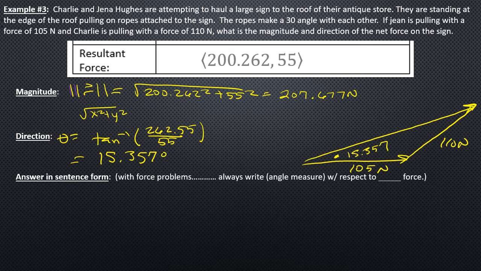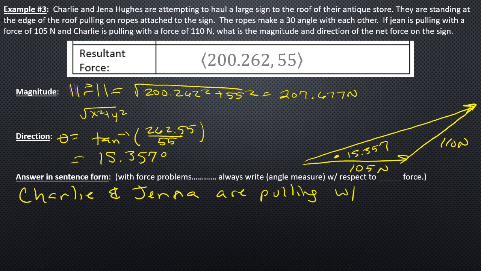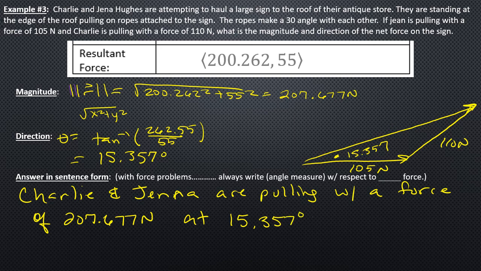So my answer in sentence form is something to the effect that Charlie and Jenna are pulling with a force of 207.677 newtons at 15.357 degrees with respect to the 105 Newton force.